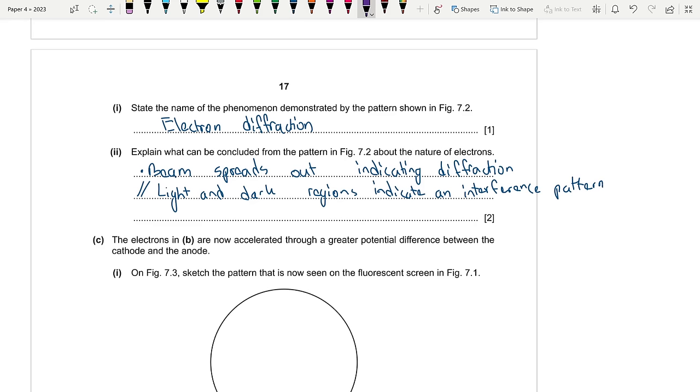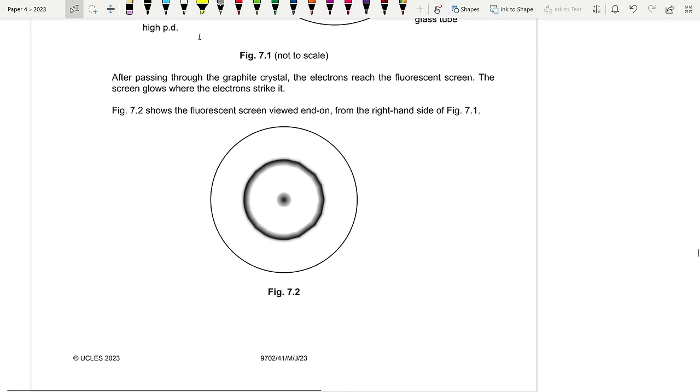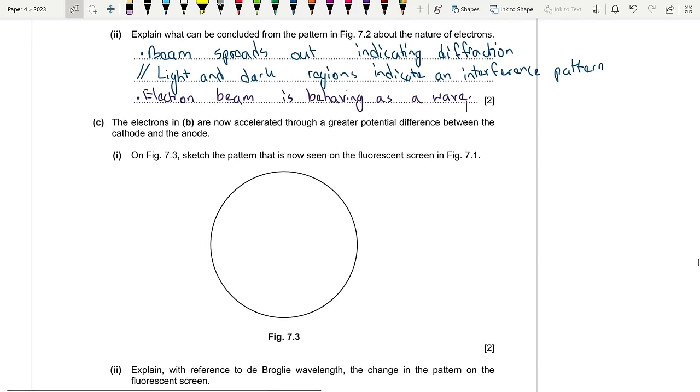Fine. Now, what about the second point that we need to get? This is the one I was telling you, that the electrons are behaving as a wave, or according to the mark scheme, the electron beam is behaving as a wave. This is the important point, okay? Because the beam spreads out rather than being specks of light. It spreads out, indicating that the electrons are behaving as waves rather than particles.